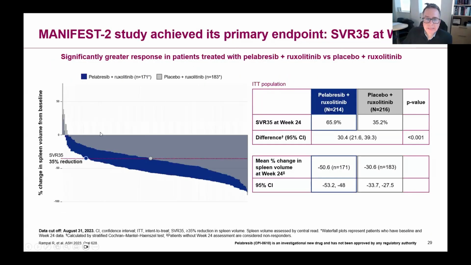And what we saw very, very clearly is if you look at the combination in dark blue, you see deeper spleen responses. So this is the waterfall plot. The gray shows you what you get with just Jakafi alone. The blue shows you how much deeper you can get the spleen response with the addition of pelabresib. So it was very clear that you could get better spleen responses with combination therapy. 65% versus 35% of patients had at least a 35% or greater reduction in their spleen volume. And you can see this p-value is very, very small. That means that's very statistically significantly superior.